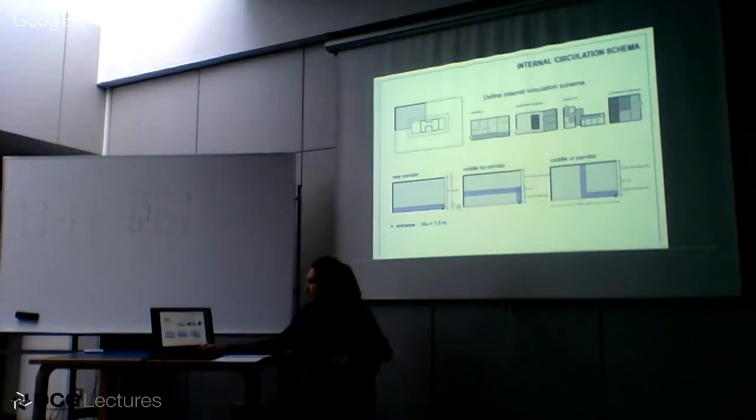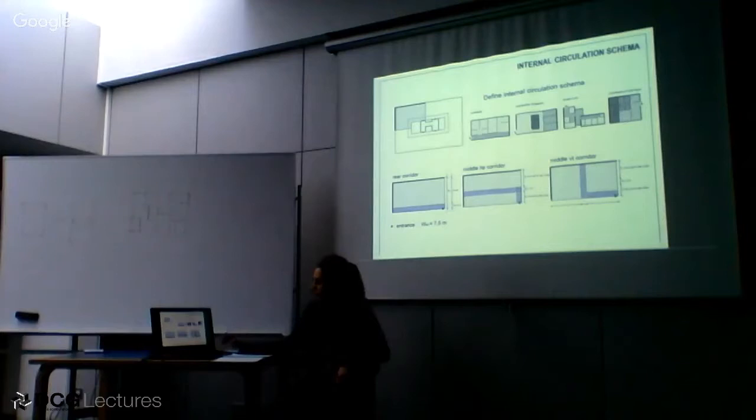And then I started giving parameters for that. For example, I know that the minimum width for a corridor is 1.20 meters. So if you know this dimension, then you know, because it's an existing building, the other dimension, so you can start creating rules that also are linked in a parametric way to the dimension of the building.